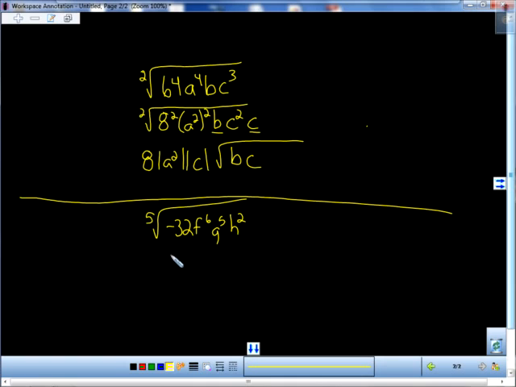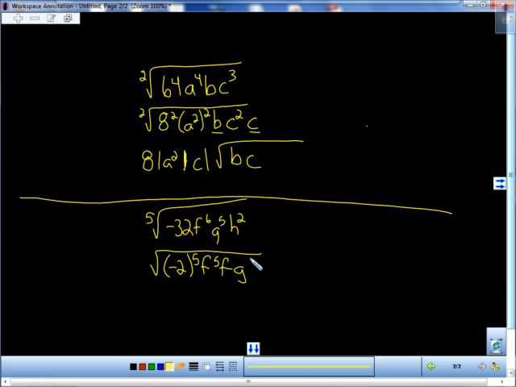Now here we're going to do the same thing. And actually we can just write this with just one absolute value in between. Now we need to figure out a term to the fifth power to give us each of these variables. So what to the fifth power would give us negative 32? Well, negative 2 to the fifth would give us negative 32. Now the f we need to break apart into f to the fifth times f.